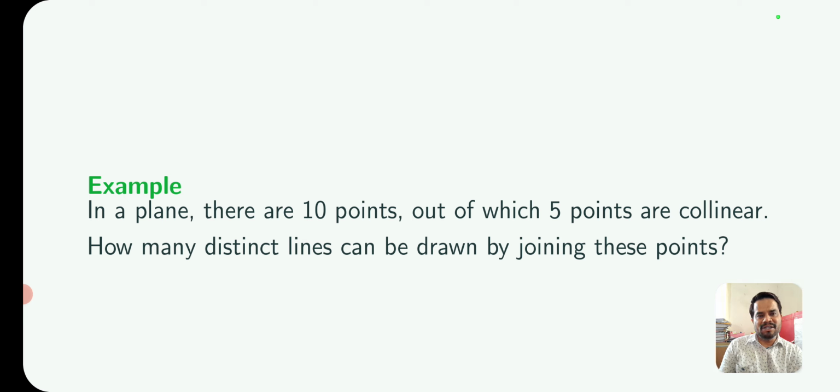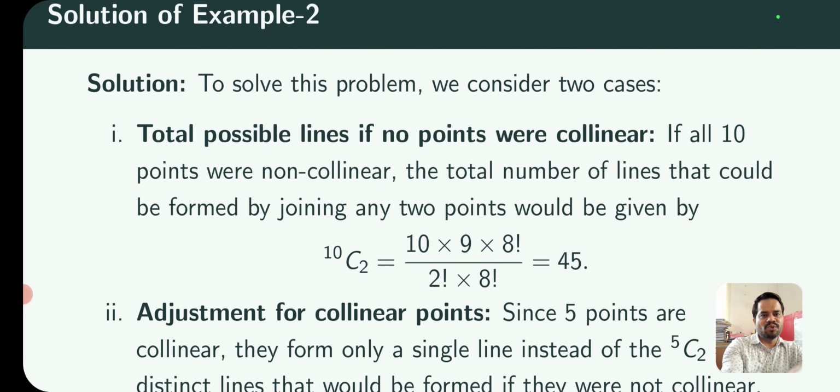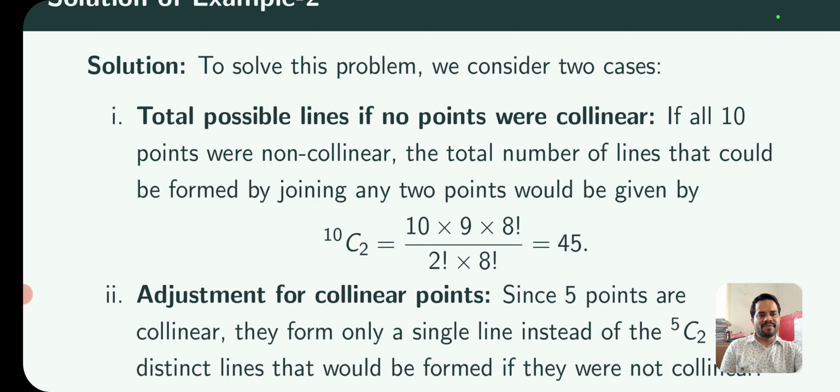First, you can find the total possible lines if no points were collinear. So how to do it? There are 10 points, and minimum 2 points are required to form a line. That's why you can write 10C2 ways. And you can calculate. So here is the solution. 10C2 is equal to, if you simplify, we get 45. It means that if no points are collinear, then there are 45 possible lines we can draw using these 10 points.